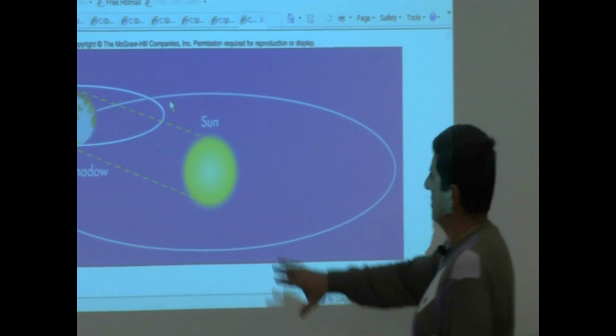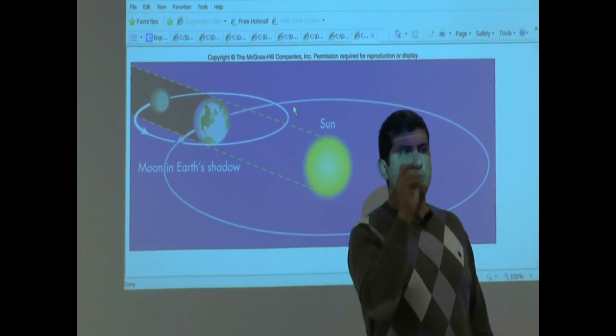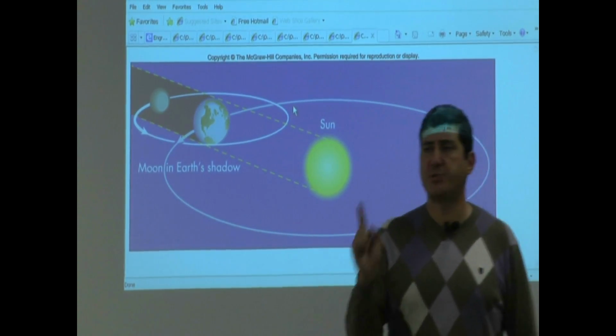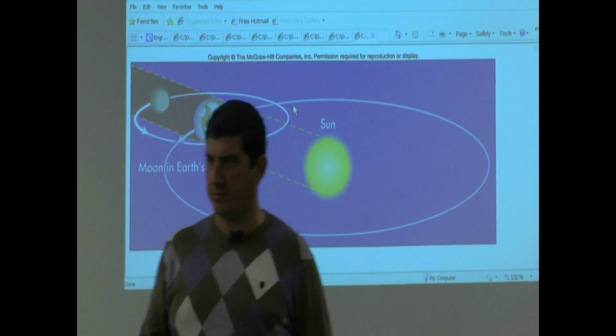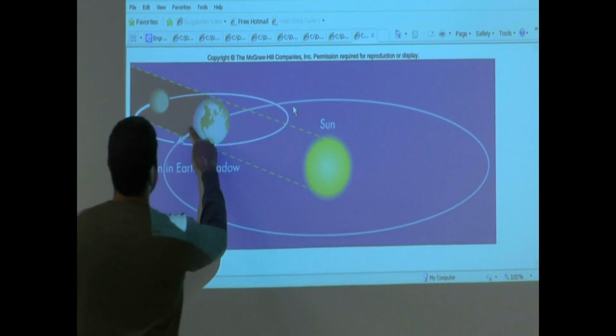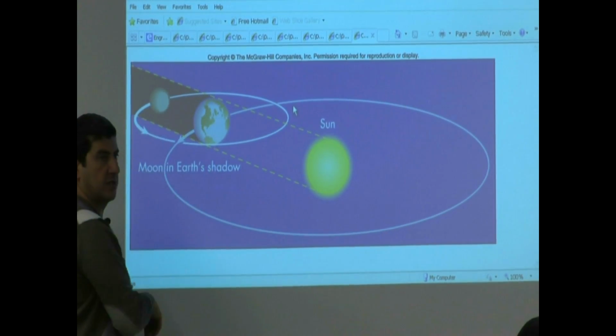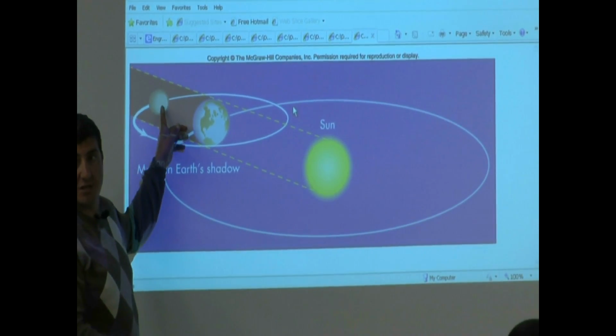You see, sun, Earth, falling on the moon. More people will usually have experienced lunar eclipses than solar eclipses. Why? Well, as long as you're living anywhere on this hemisphere when the lunar eclipse is happening, you're going to be able to see it.